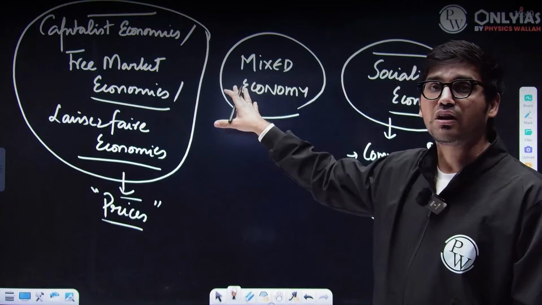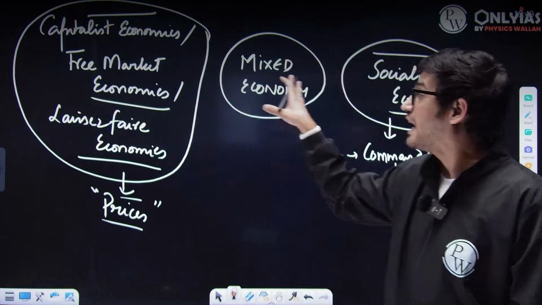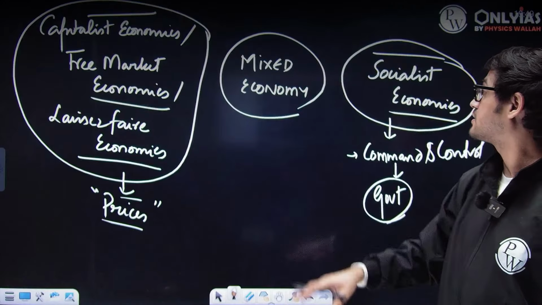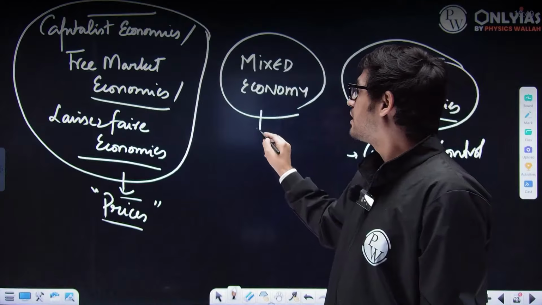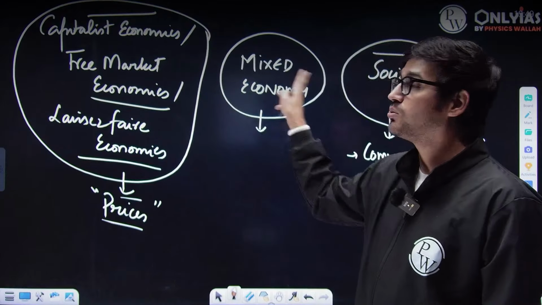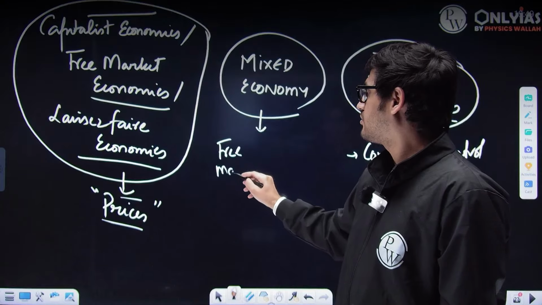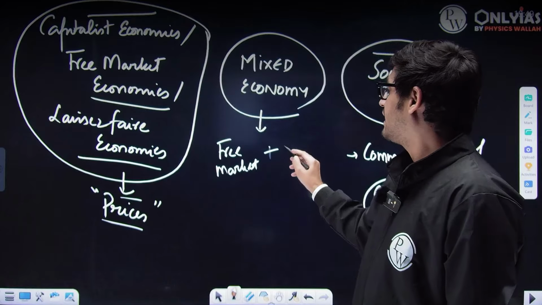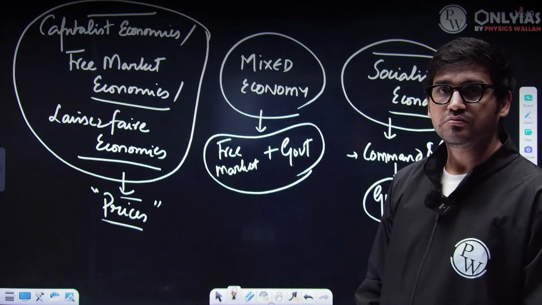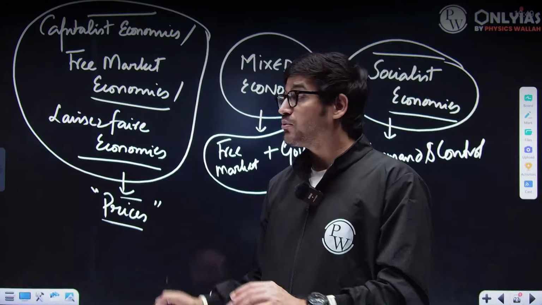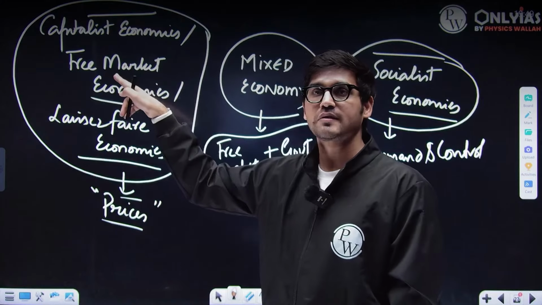In a mixed economy, you will have attributes of the capitalist economy, you will have attributes of the socialist economies also. A mixed economy is a mix between these two things. It's a mix of free market and also government intervention. Keep in mind, I'm not going to go into detail today because the next chapter is basically about this.